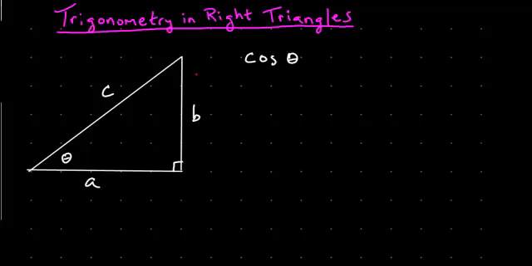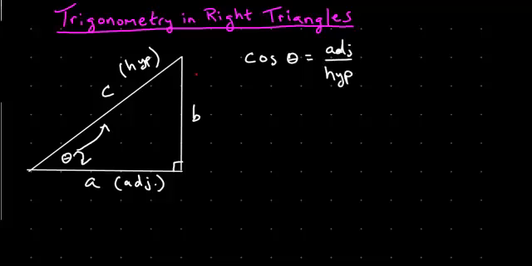Cosine is the adjacent side. This is the adjacent side. So A is the adjacent side to theta over the hypotenuse. So cosine theta equals adjacent over hypotenuse, which equals A over C.